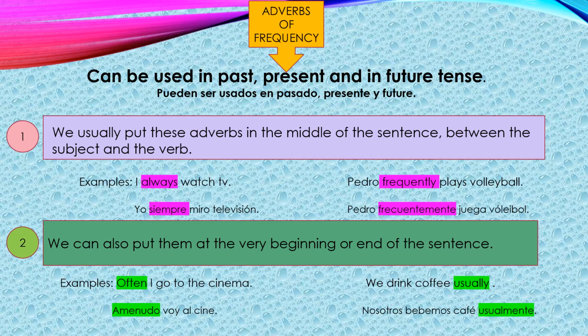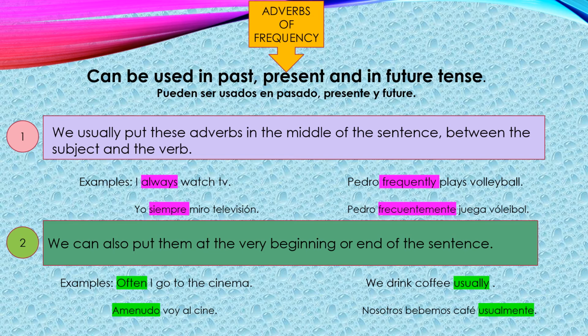So, the second rule says, el segundo o la segunda regla dice, we can also put them at the very beginning or end of the sentence. Aquí tenemos dos ejemplos. Here we have two examples. Often I go to the cinema. Often is the adverb of frequency.